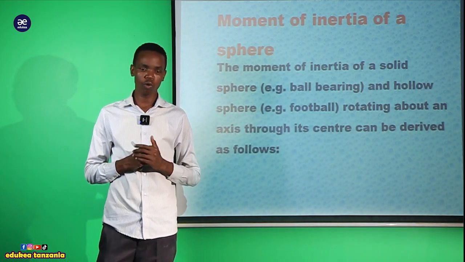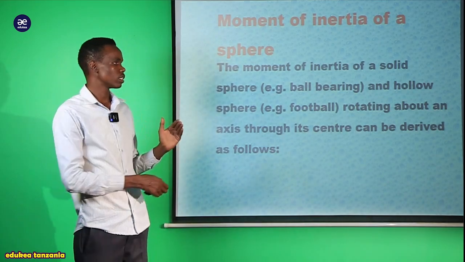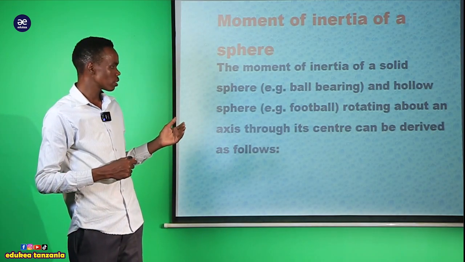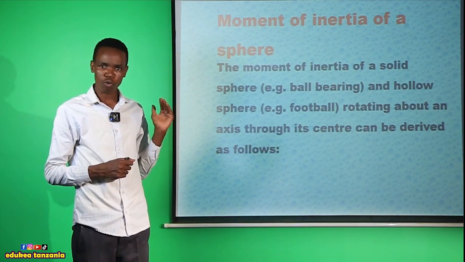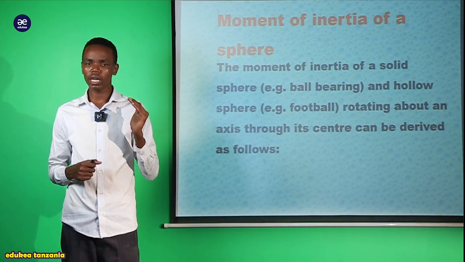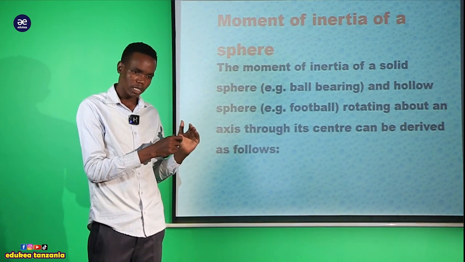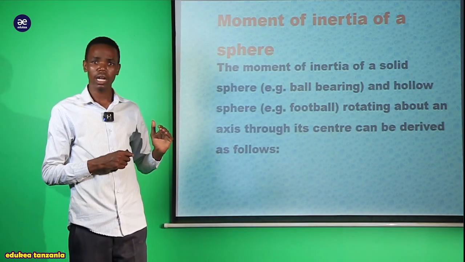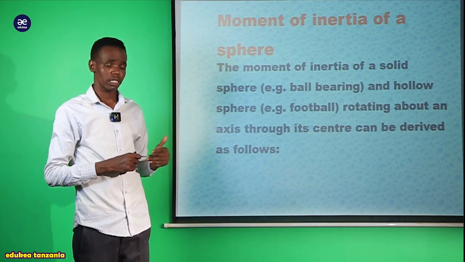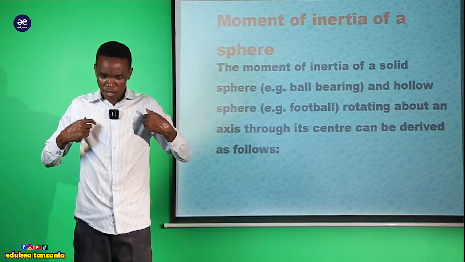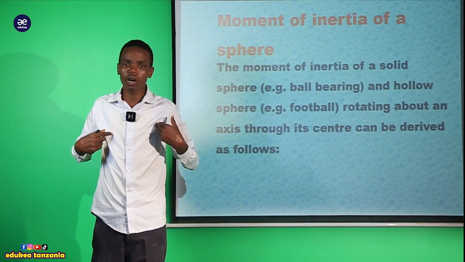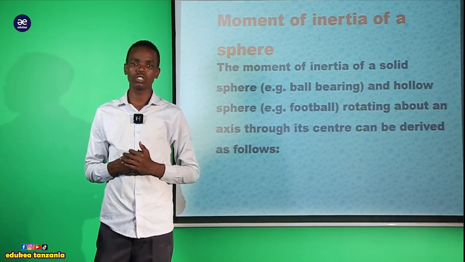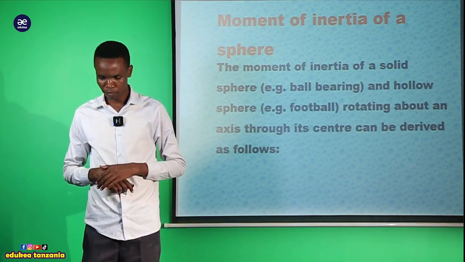Now we are going to look at a solid sphere, for instance, this ball bearing, and also a hollow sphere. A hollow sphere is like a football. So the sphere can look like either a solid sphere, such as a ball bearing, or a hollow sphere, such as a football. When it tries to rotate, there are several steps we are supposed to use to demonstrate the moment of inertia for this sphere.